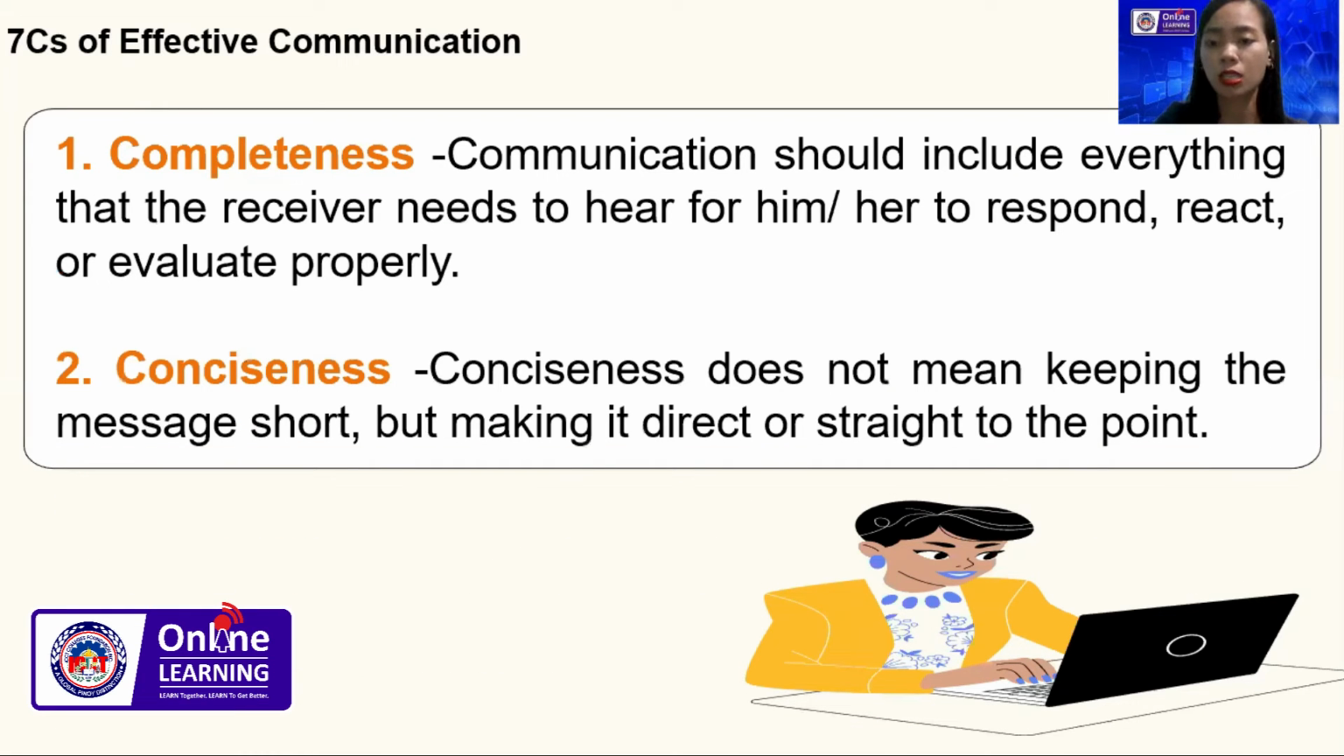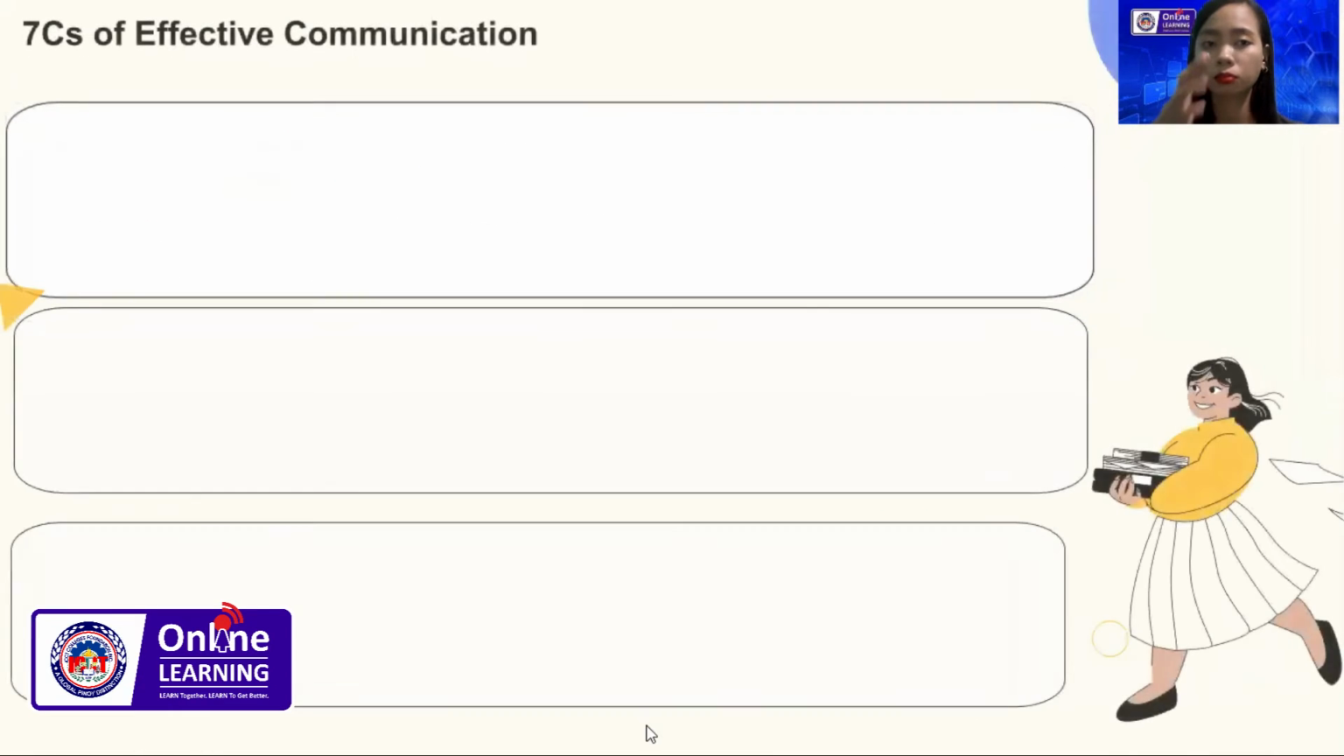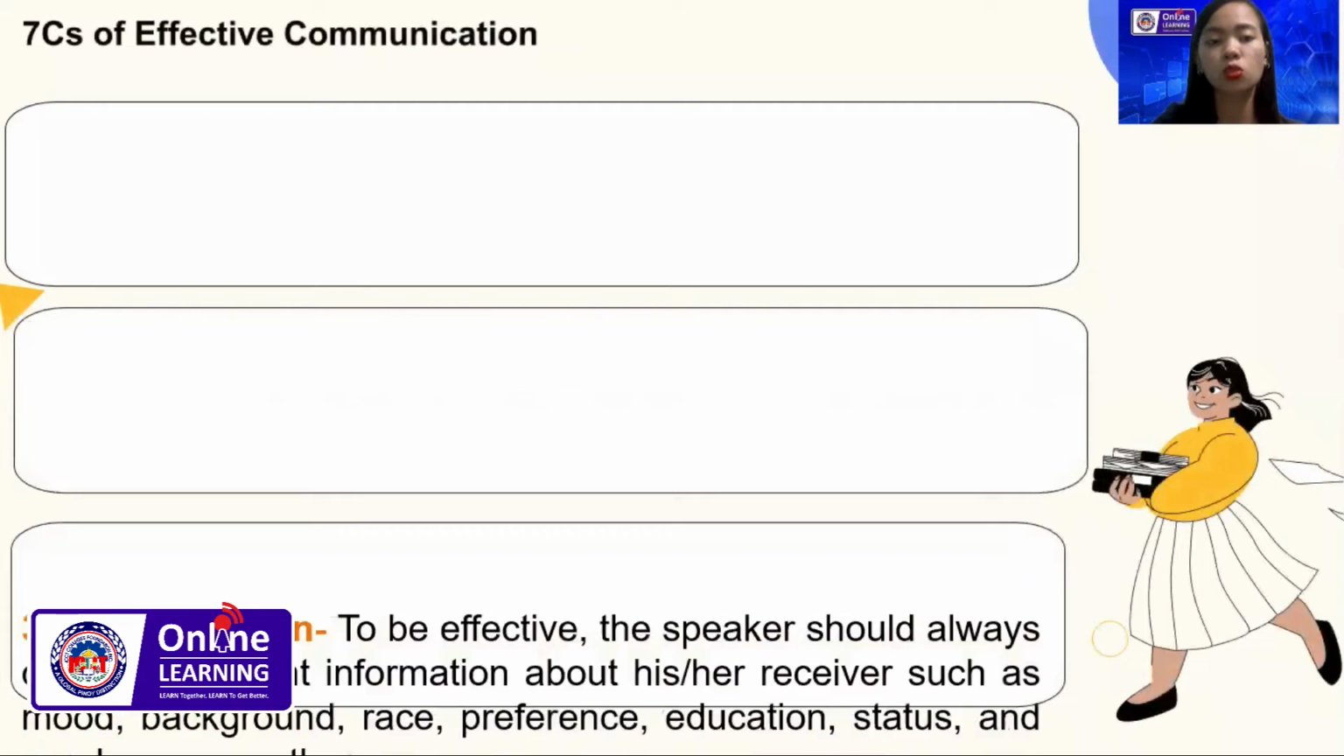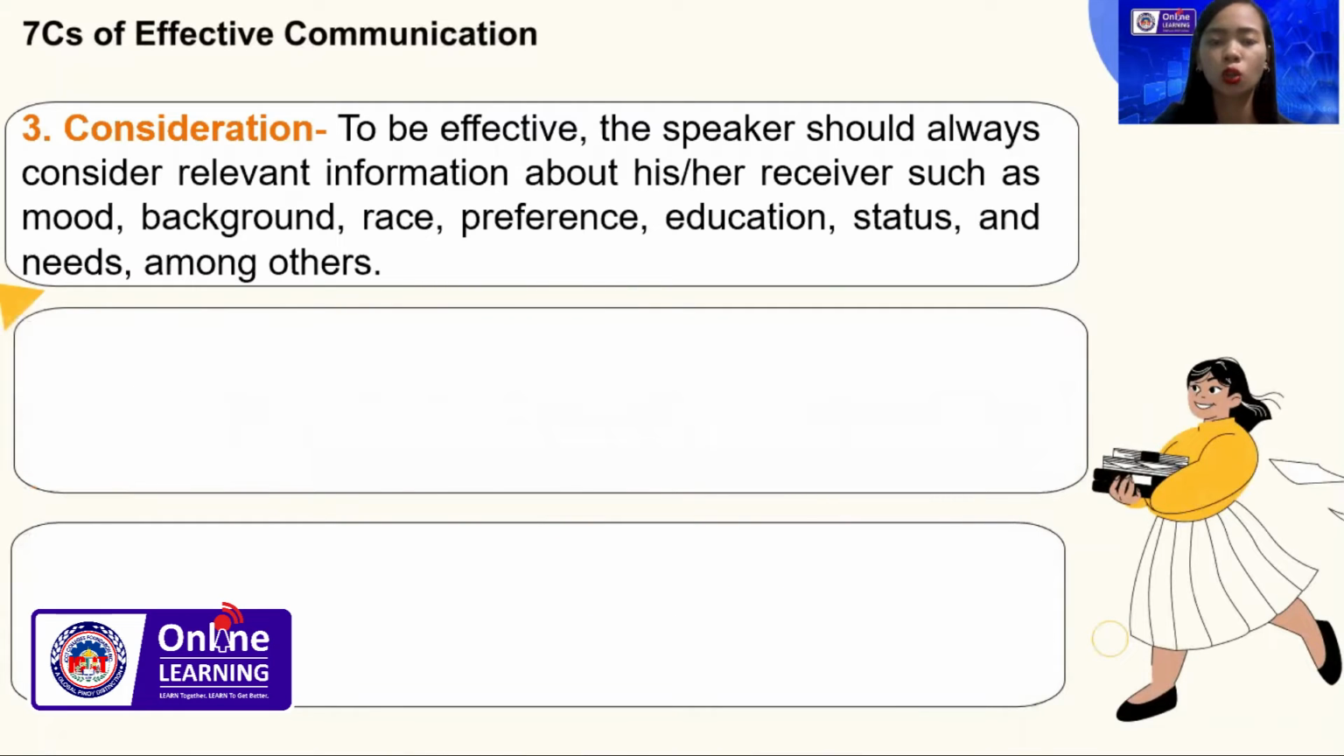Next, conciseness. Conciseness is very important. You have to make sure that you are going to be straightforward whenever you're going to communicate. Okay. Now, we also have what we call consideration. You always see to it that you're going to consider everything when it comes to your receiver, or the people that you're going to communicate with.